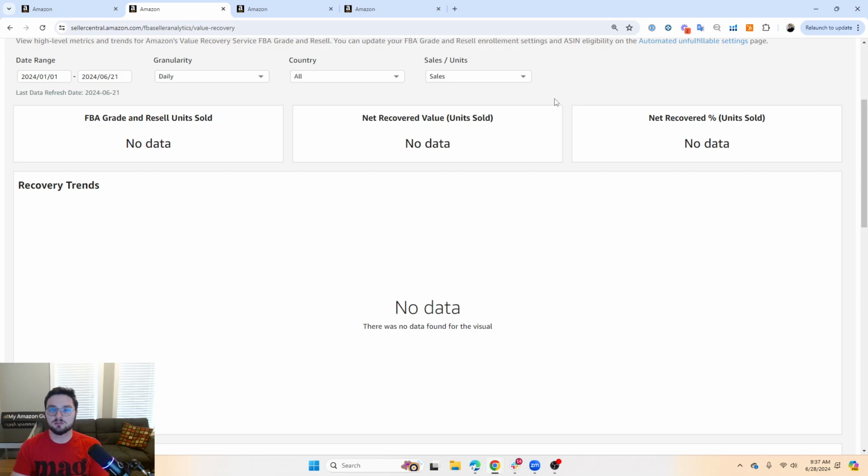Again, I'm not a huge fan of Amazon's value recovery options with the automated unfulfillable settings. But if you are using them and you want to get that data and understanding behind them, this is a very easy way to go about that. So overall, I do think that Amazon is making a little bit better of an effort in recent years to try and give us more data and information.